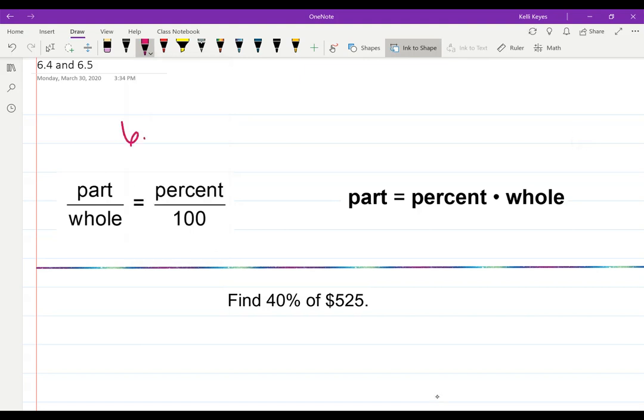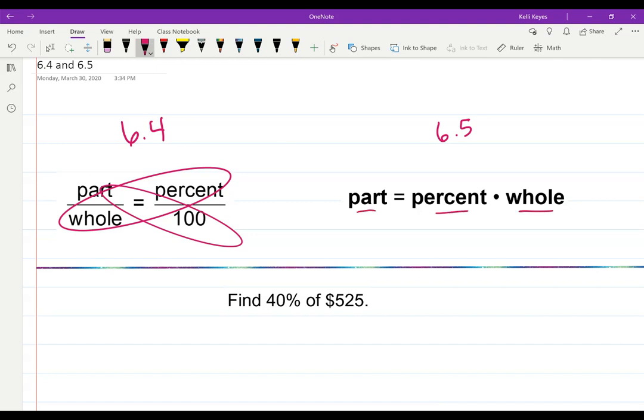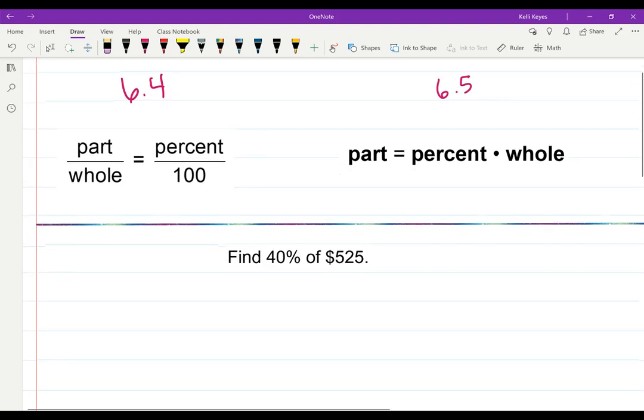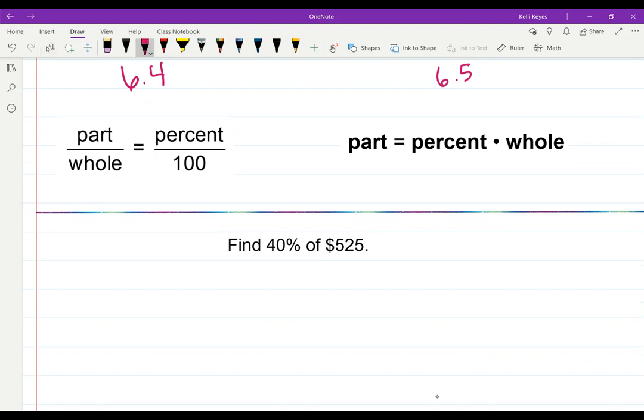So 6.4 is saying to set up a proportion, right? The part over the whole equals the percent over 100, and then you cross multiply. That's what 6.4 is saying. And then 6.5 is showing you how to set it up as an equation, which is really the same math. It's just whichever way you prefer to set up the initial problem. So I'm going to show you each example using this.